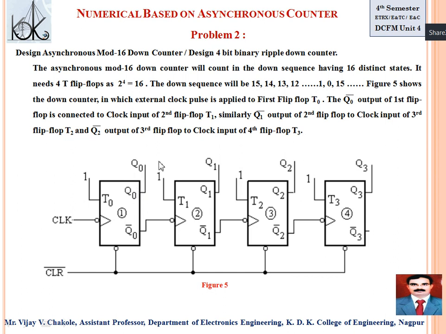Whenever this toggles from 0 to 1, what happened? Q0 bar toggles from 1 to 0, a 1 to 0 negative edge. Toggling takes place from 1 to 0, right? This negative change at output Q0 bar goes as a negative pulse to flip-flop 2. Again T1 equals 1, on the negative edge this toggles from 0 to 1.